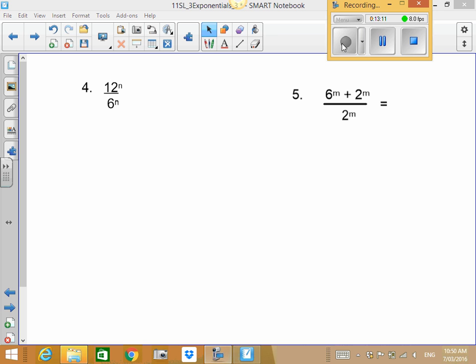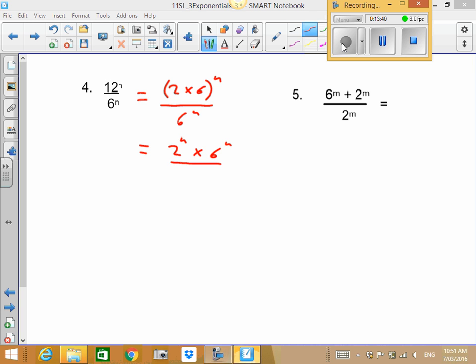Let's look at question 4 now. We have 12 to the power of n over 6 to the power of n. I could break the 12 up into some factors, like 2 times 6, and then write the whole thing to the power of n over 6 to the power of n. That's the same as 2 to the power of n times 6 to the power of n all over 6 to the power of n. We can cancel the 6 to the power of n's, leaving us with 2 to the power of n.